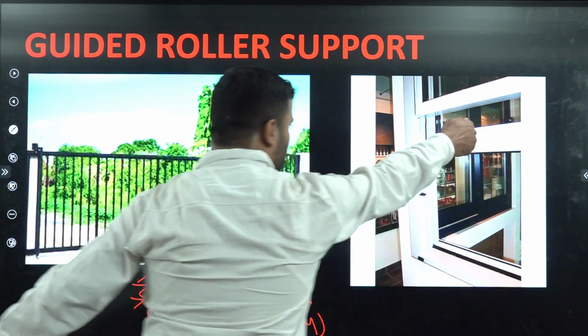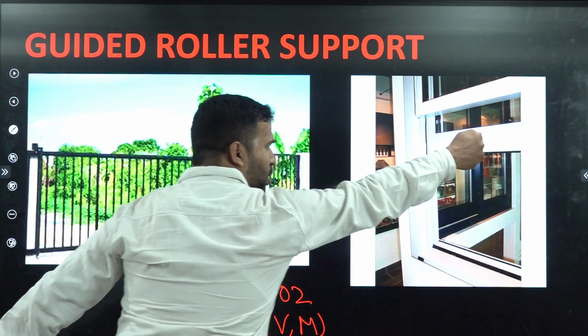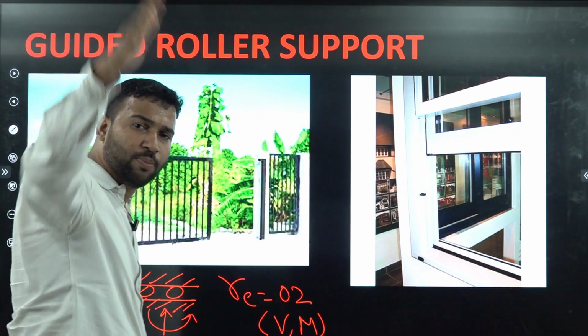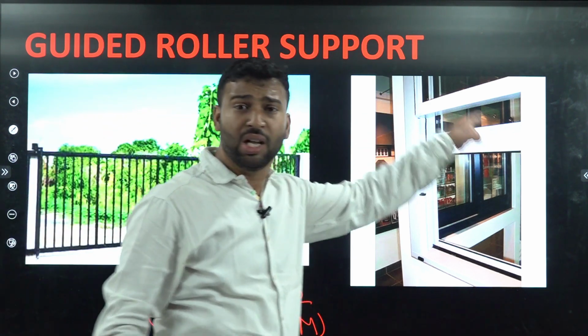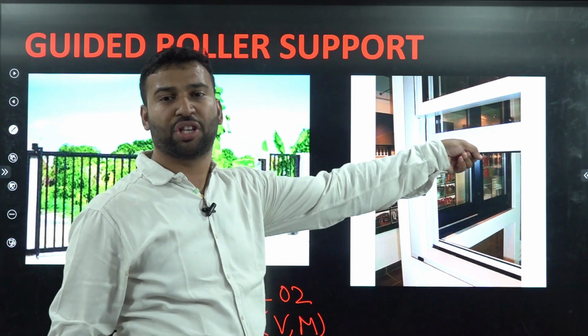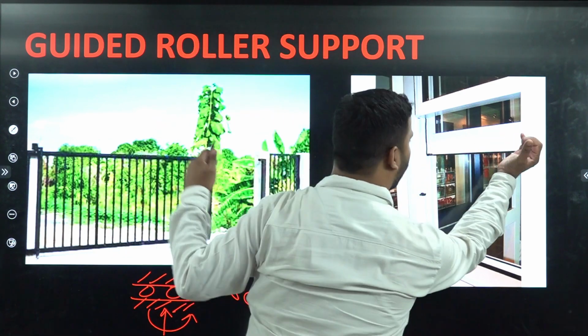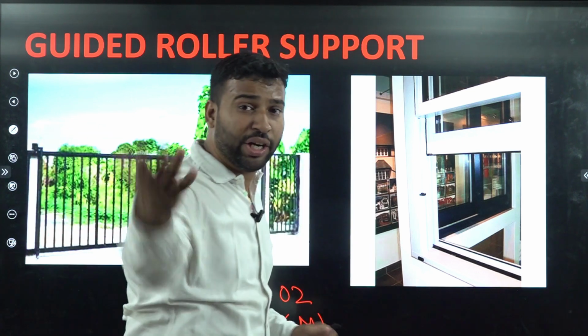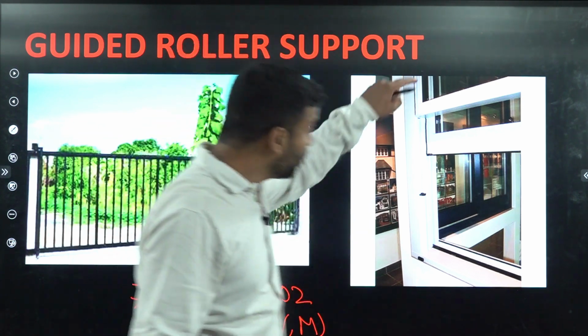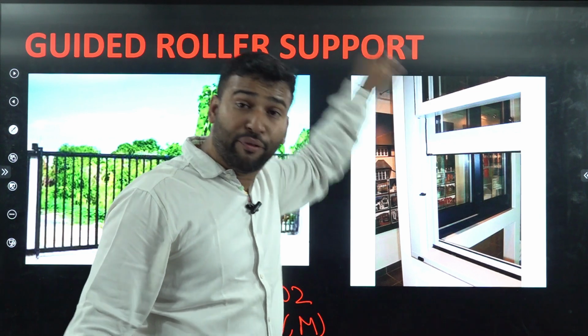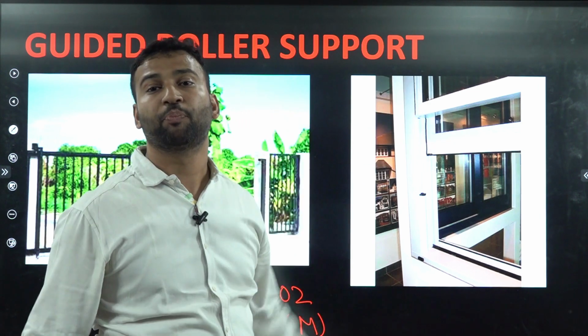But if I try to just pull that particular window in the horizontal direction, it will not come. Why? Because it will give me a reaction in the horizontal direction. If I just try to rotate that window in the circular direction, it will not rotate. Why? Because it will give me a moment of resistance, that is the resisting moment.